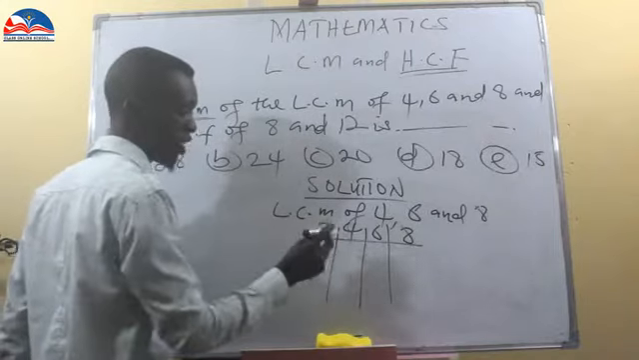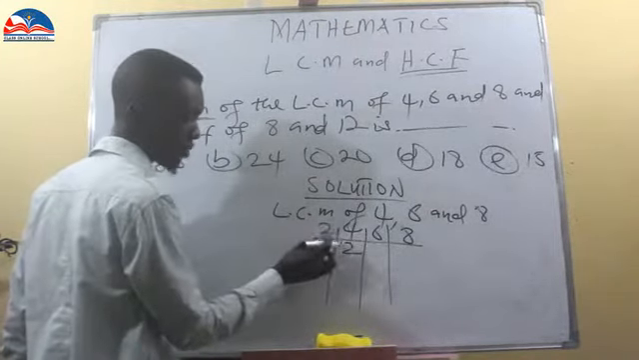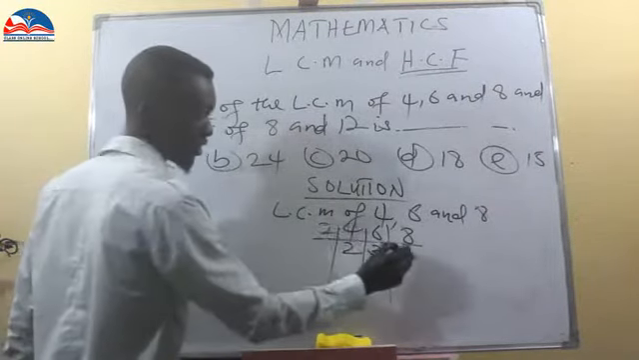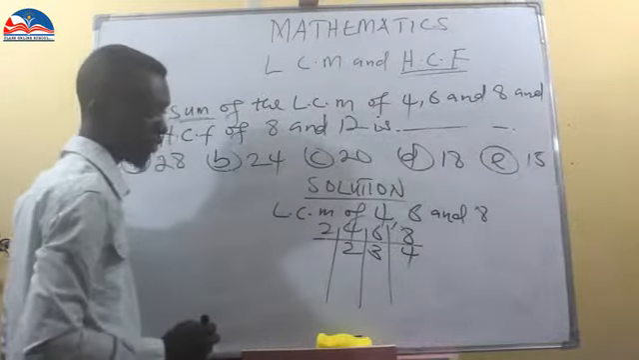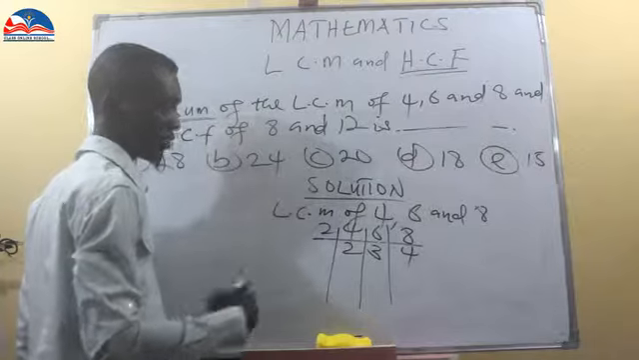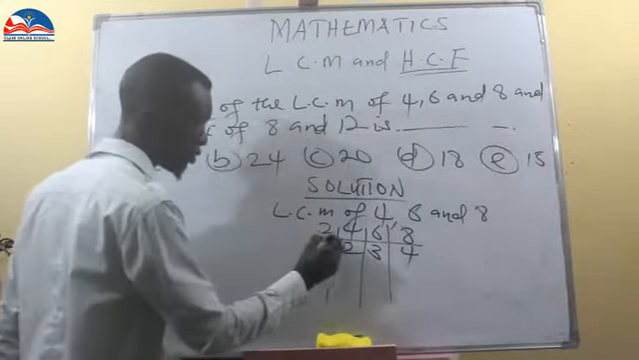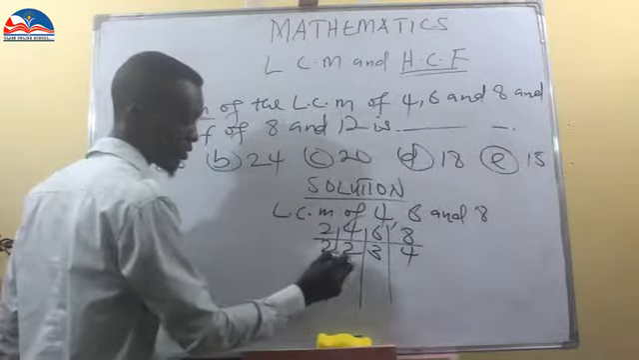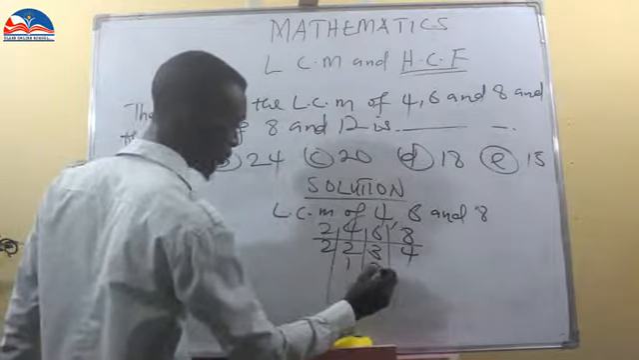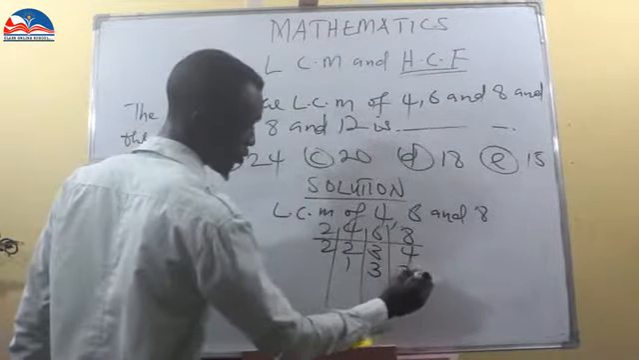So say 2. 4 divided by 2 gives us 2. 6 divided by 2 gives us 3. And 8 divided by 2 gives us 4. What can divide again? Can 2 go? Yes, you have 2 already, and you also have 4. They are even numbers. So 2 divided by 2 gives us 1. 3 divided by 2, it cannot, so you bring it down. 4 divided by 2 gives us 2.